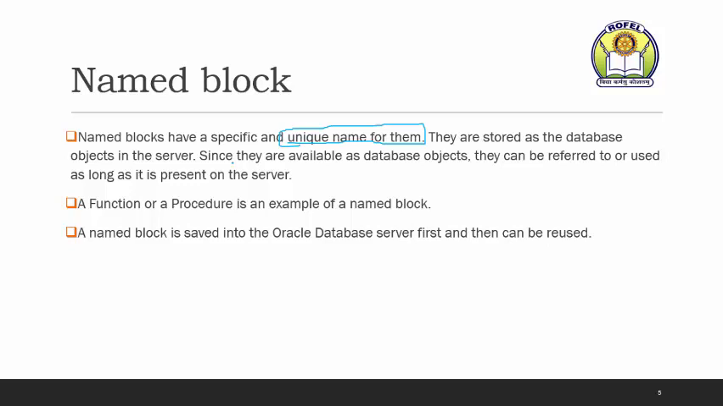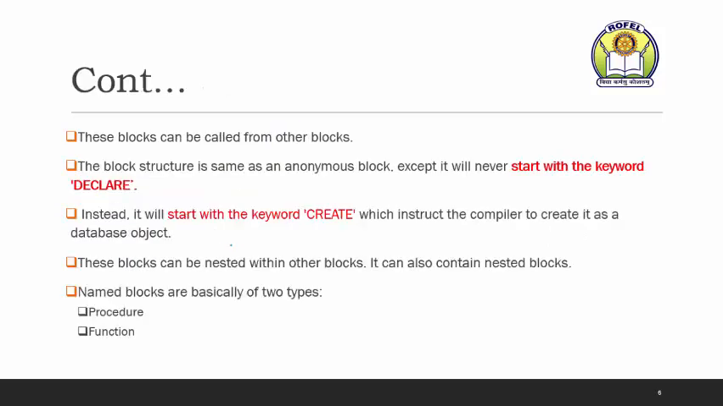That means you can refer to that block object in future by that name. That means they can be referred to or used, okay, as long as they are present on your server. That is, as long as this object is available in the database server, it will be available for your use. The best examples of named blocks are procedures and functions.